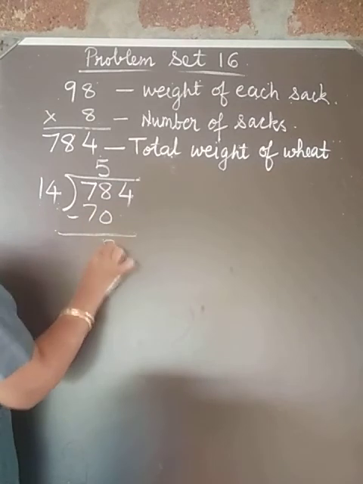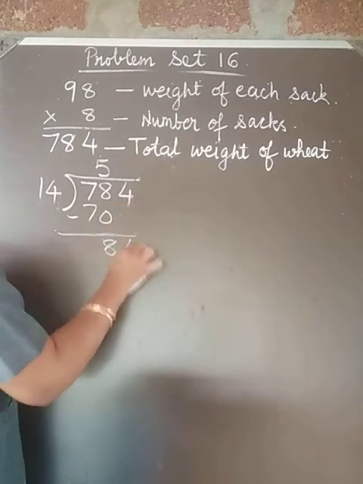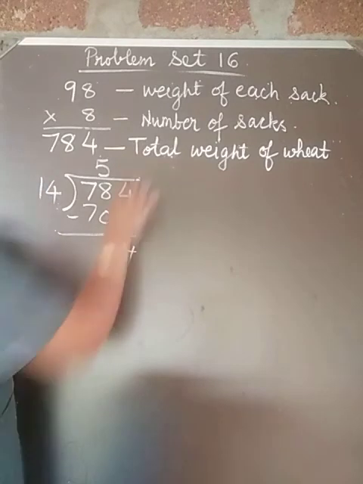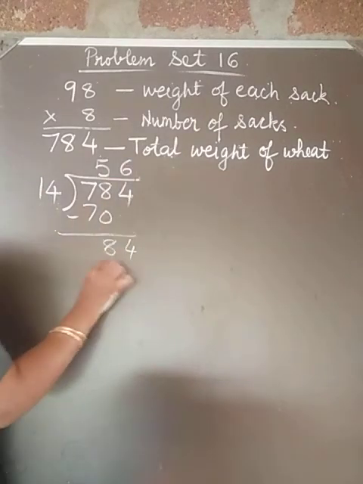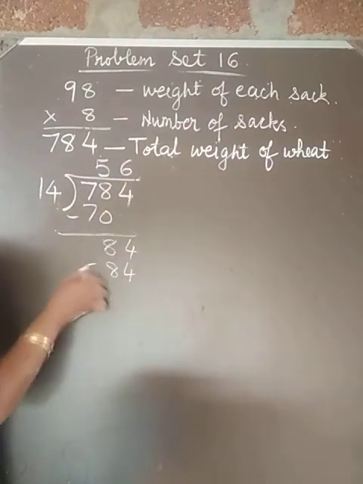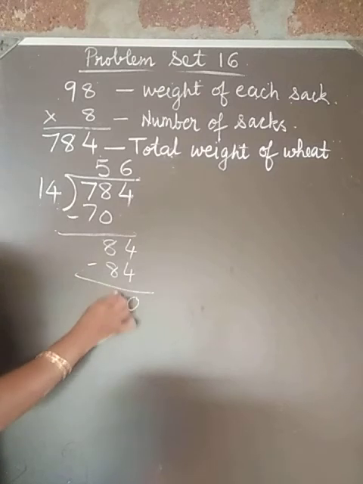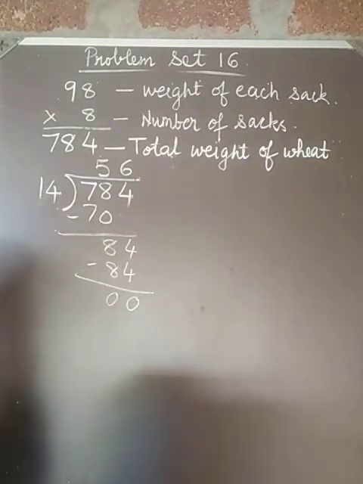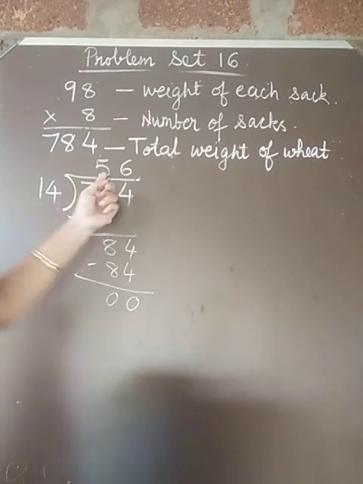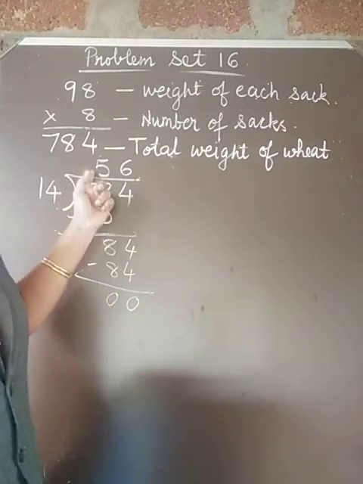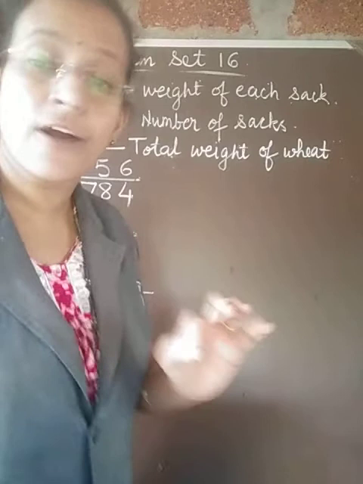Okay, so now what are we getting as the answer? Here 8 and here 4. And just now I said the table that 14 sixes are 84. So 4 minus 4 is 0, 8 minus 8 is 0. So that means how much is each family getting? Each family is getting 56 kilograms of wheat.